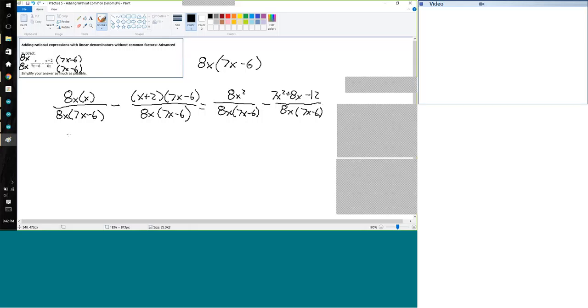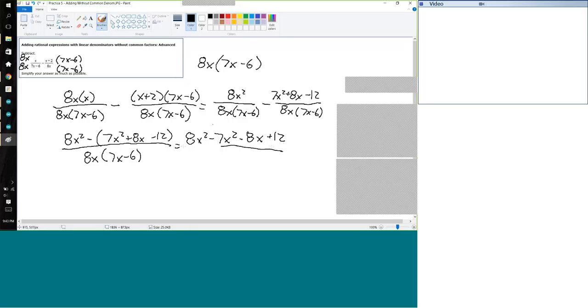And again, we have that negative in here, so I'm going to distribute that all the way through. To do that, do 8x squared minus parentheses and then everything that's on the right side, the 7x squared plus 8x minus 12, divided by 8x times 7x minus 6. That negative goes all the way through to give us 8x squared minus 7x squared minus 8x. Negative times a negative makes a positive 12 over 8x times 7x minus 6 again.